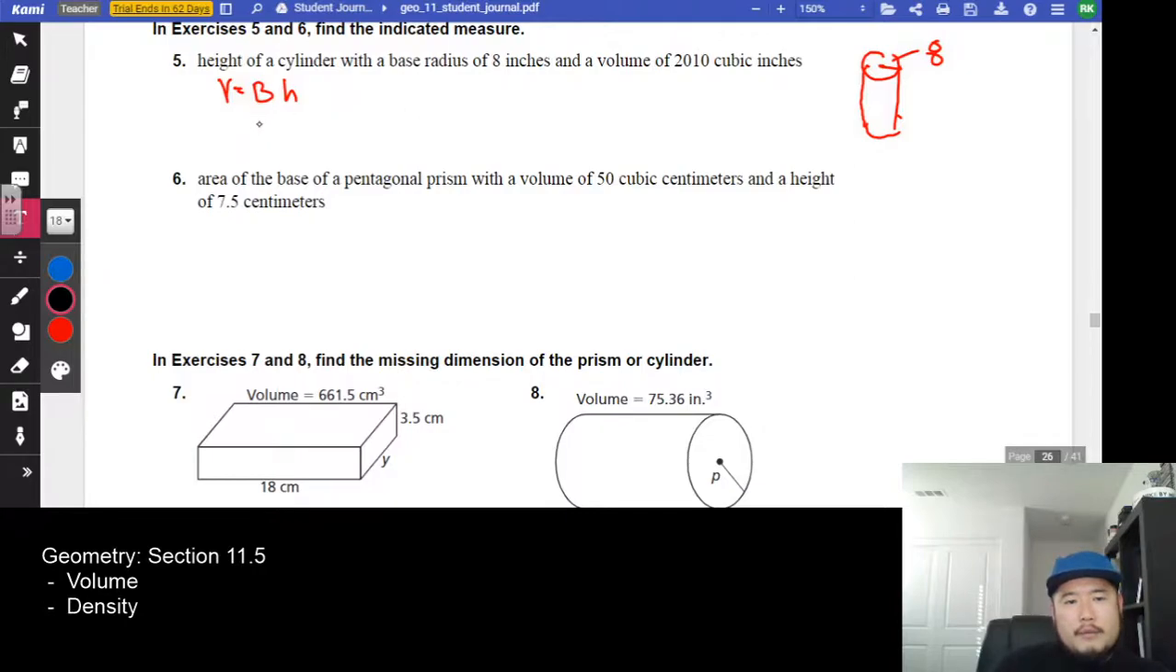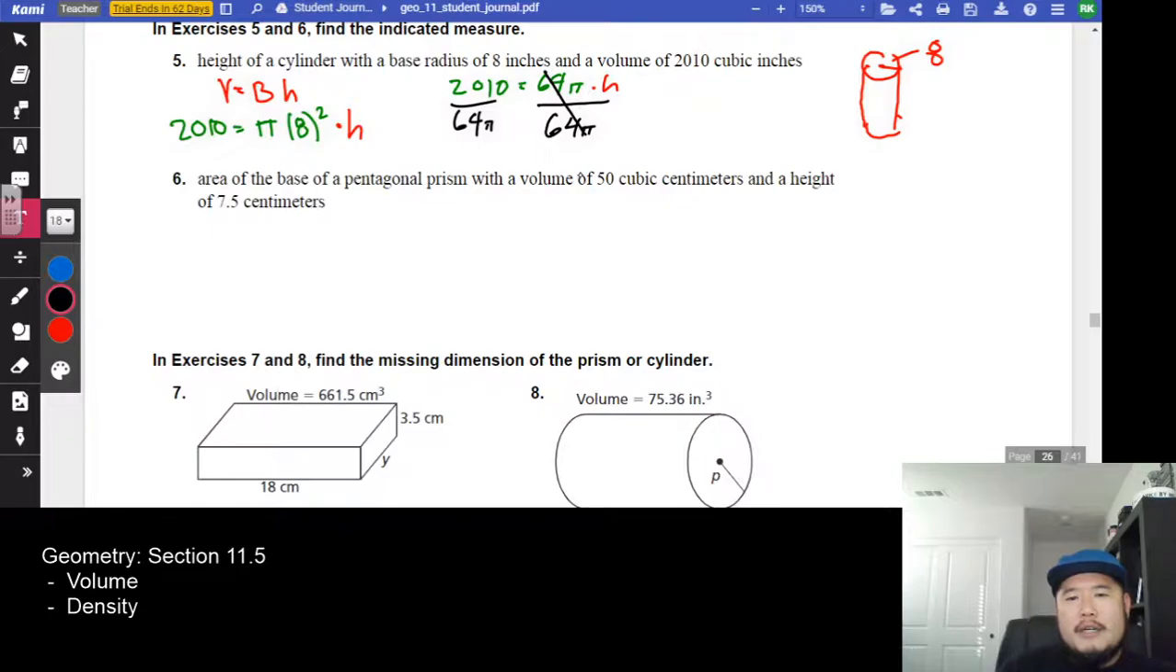So we have ourselves a circle, so we have pi, and then the radius is 8 squared. And then the volume is equal to 2010. So we have pi, our radius squared, and then don't forget what we are trying to solve for is h. So simply put, we want to get h by itself now. You can go ahead and simplify this. We got 2010 is equal to 64 pi times h. And then lastly, we divide both sides by 64 pi to be able to get h by itself.